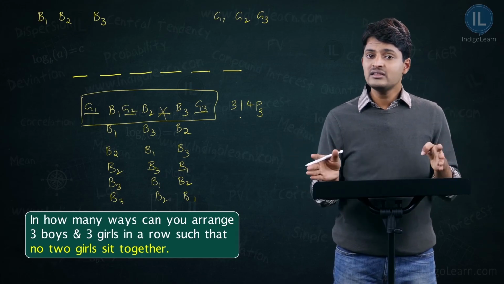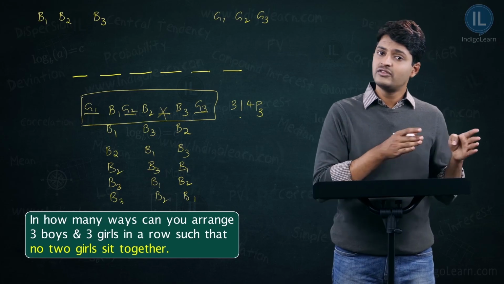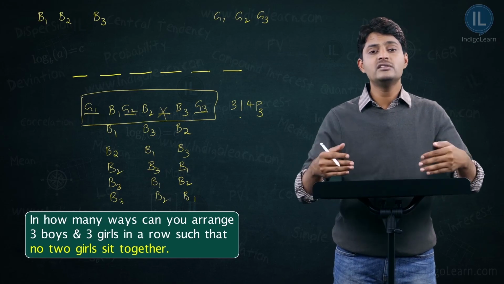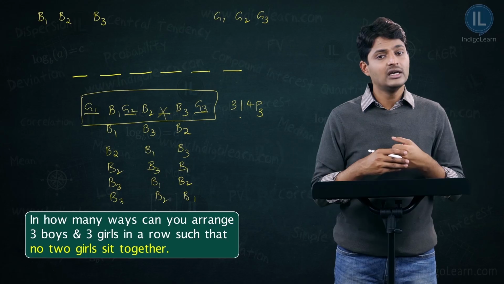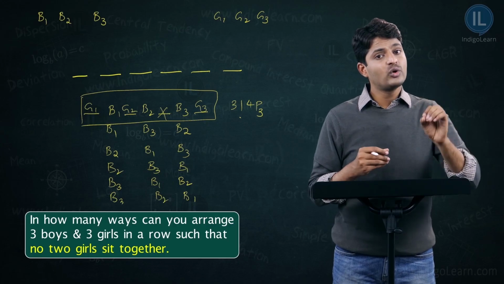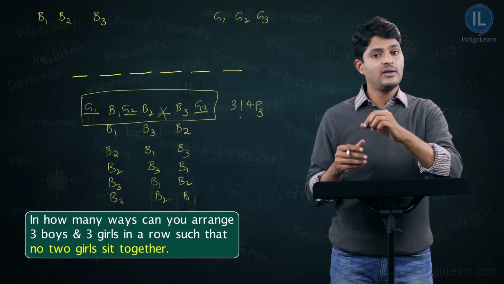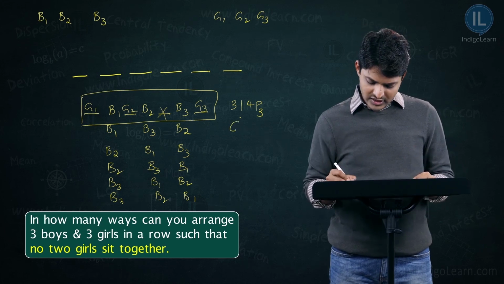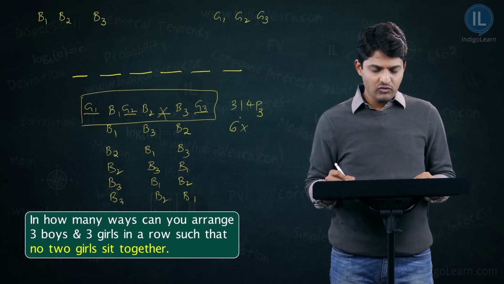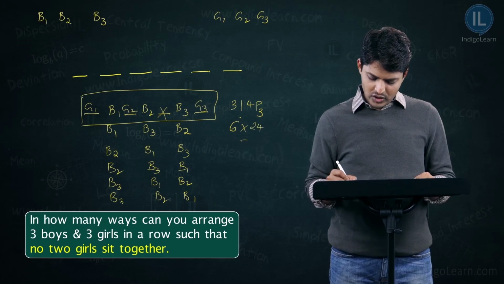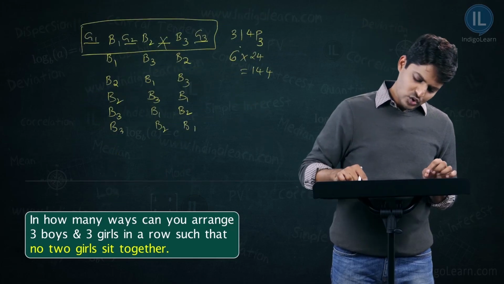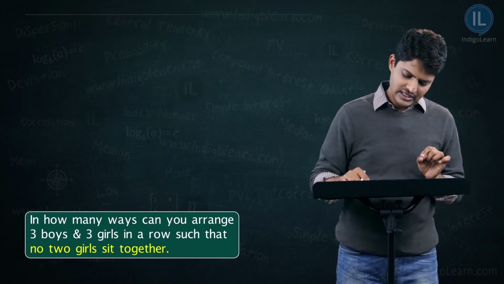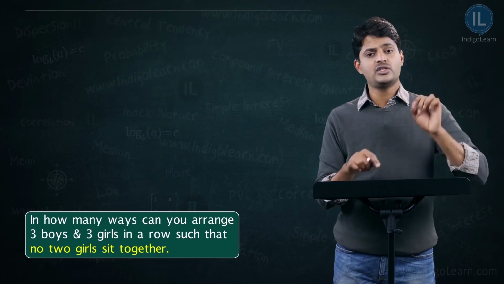So when I say girls cannot sit together, you should not assume that boys also should not sit together. First you arrange boys, and in between the boys, which means the first and last positions also count, see how many ways you can arrange the girls. Now you will get 3 factorial into 4P3. So this answer becomes 3 factorial is 6, 4P3 is 24. You will end up getting the value as 144.